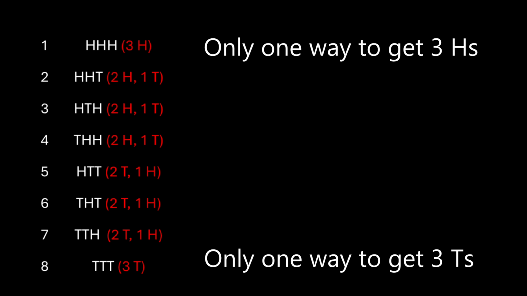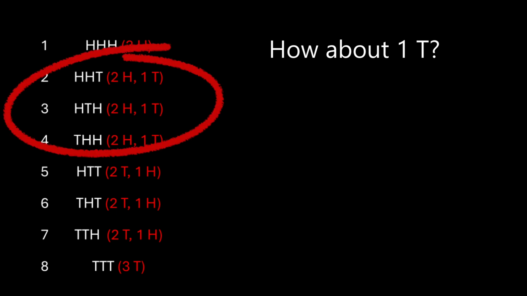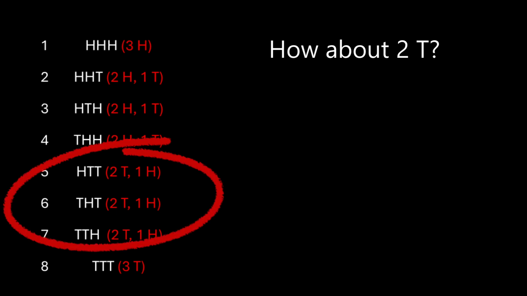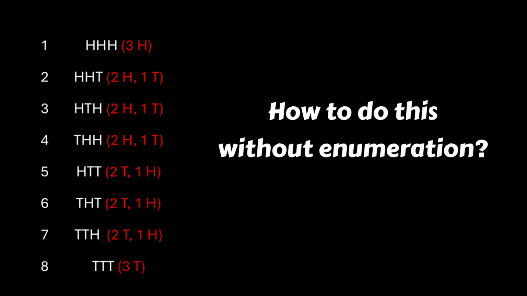Now, how about getting 1 tail? Well, it can be either at the start or the middle or at the end. So there are 3 ways as listed down in the table. How about getting 2 tails? Well, it's the same as getting 1 head, either at the start or the middle or at the end. So it's also 3 as listed in the table. Now, here's a question. How can we get the numbers above without the tedious enumeration we did above?